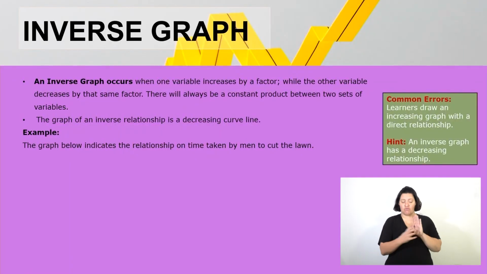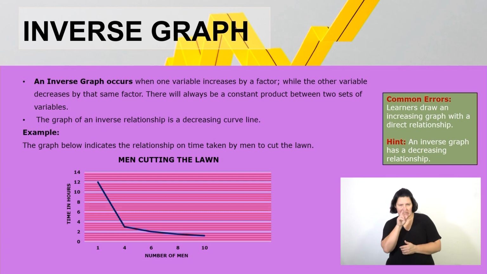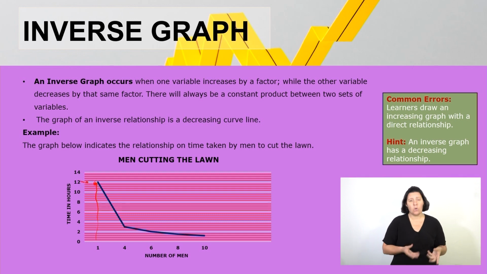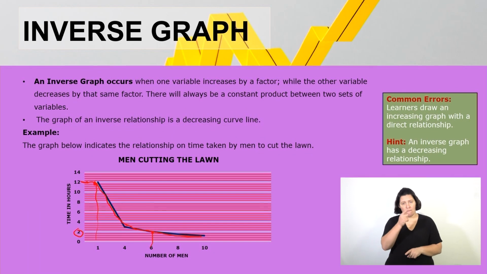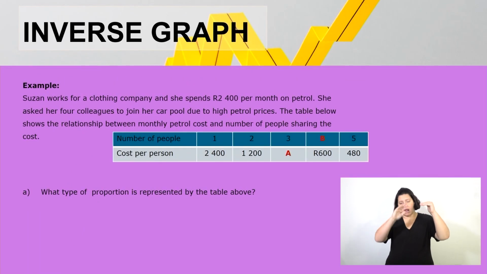The graph below indicates the relationship on time taken by men to cut the lawn. Let's make sense of this graph. If one man is hired to cut the lawn, he will take 12 hours. But if 6 men are hired, it becomes less. They will take 2 hours. So you can see that the more men there are, the less time they will take. And it is decreasing because it starts from the highest value and it goes down.